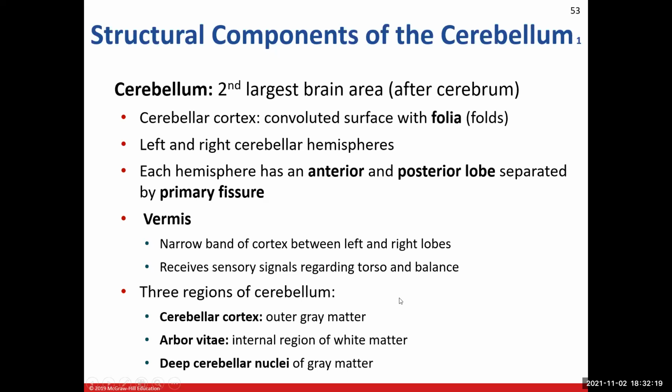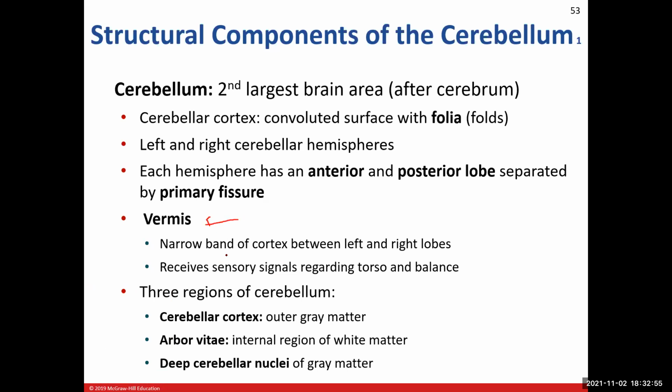So in our cerebrum, the folds that we saw, we call those gyri. Well, here in the cerebellum, we call them folia. So they're like miniature gyri. And just like in the cerebrum, we had a left and right cerebral hemisphere, here in the cerebellum, we have a left and right cerebellar hemisphere. We'll have anterior and posterior lobes, right? But in between our cerebellar hemispheres, we have a structure called the vermis.